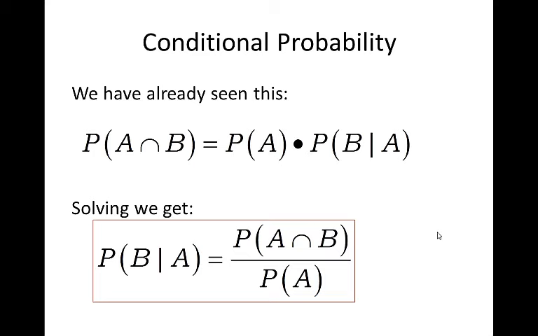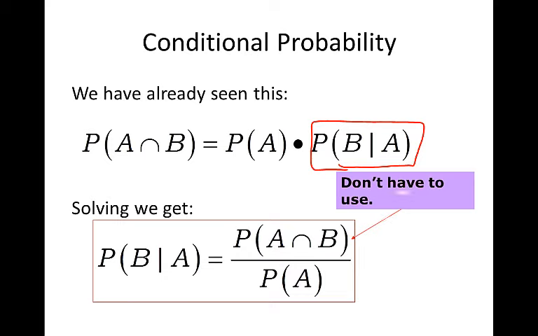Okay, so this is called conditional probability. When we have this probability of B given A, I can actually solve for that, and I've got a formula to find the probability of B given that A has occurred. We don't often have to use that in this class. This is not a probability class, but it's there if you need it.